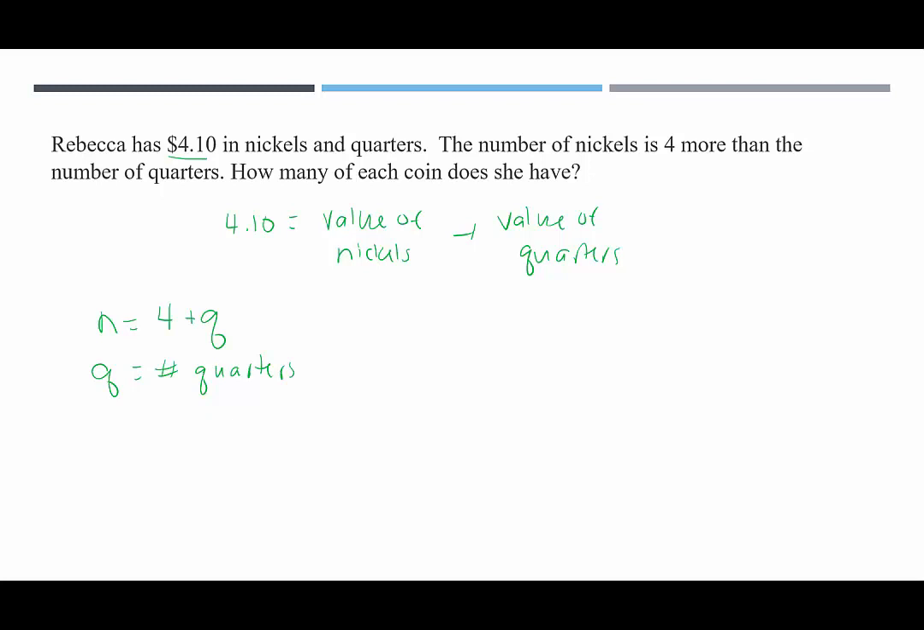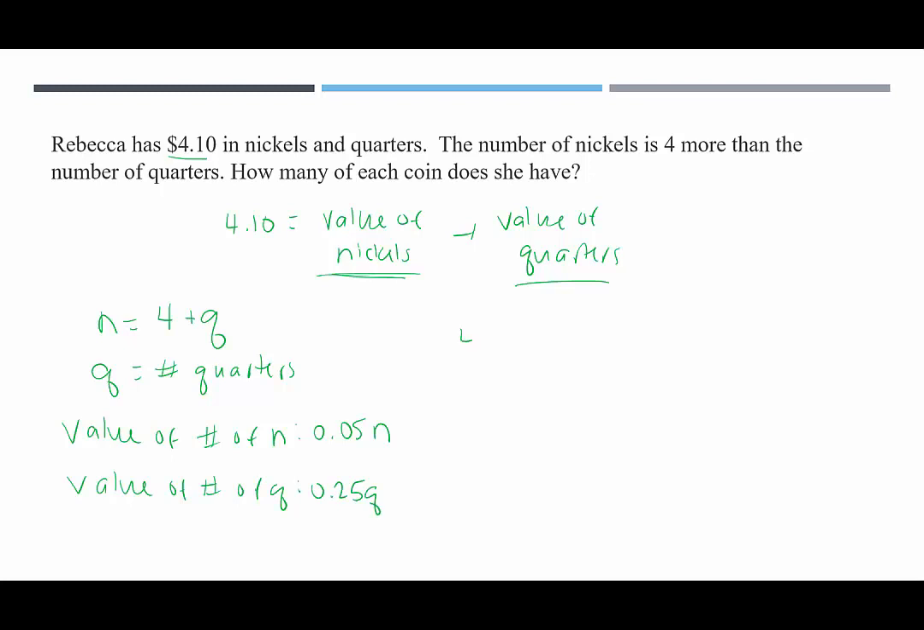Okay, so we have a representation for the number of nickels in terms of quarters, but we need the values, right? We need to plug the values in here in order to make this work. Well, what's the value of a nickel? It's 5 cents. So we can say the value of the number of nickels will be 0.05 times n. The value of however many quarters she has would be 0.25 times q. Okay, so now we can plug these in.